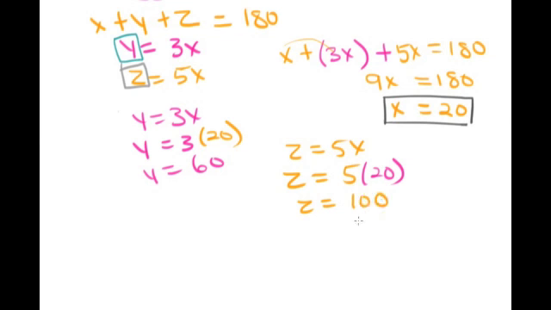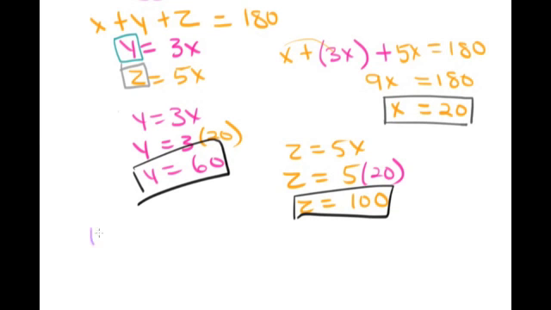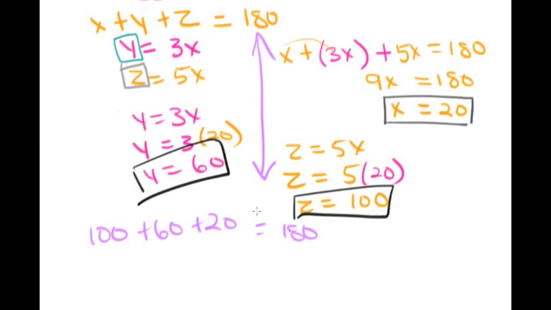And we can check that by plugging it in. We know x is 20. We know y is 60. We know that z is 100. 100 plus 60 plus 20 is 180. They check. So we put x is 20, y is 60, z is 100. And that's how you use the substitution method to solve a system of equations.